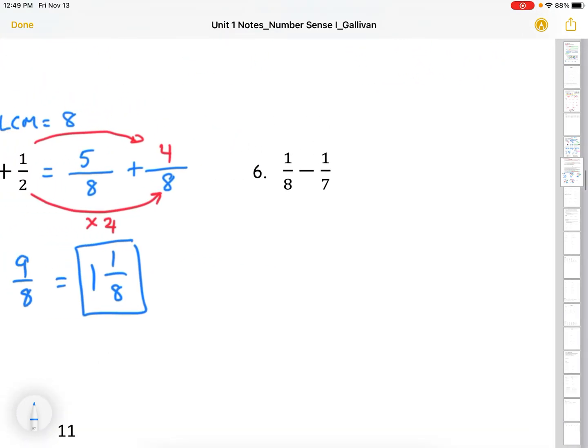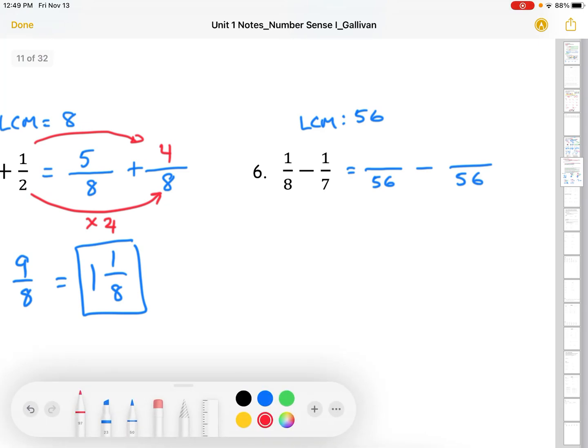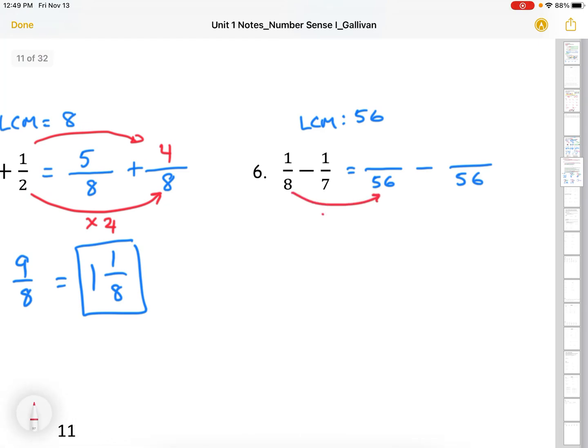All right, so here, the lowest common multiple of 8 and 7 is 56. A lot of times to find your lowest common multiple, you just have to multiply the two numbers. So 8 times 7 is 56. So that's how I get that. So if you're saying, how do you get that, miss?